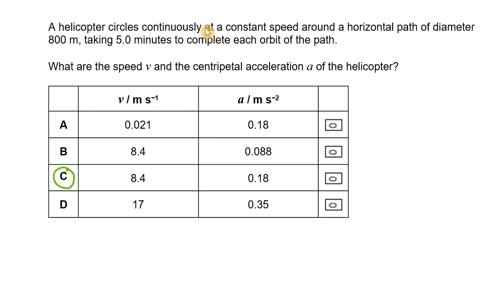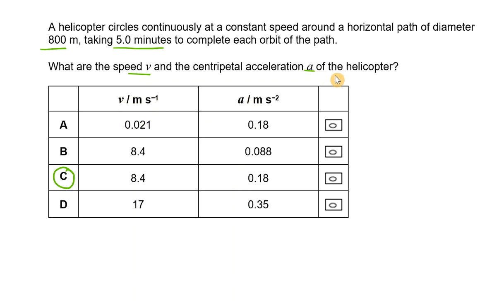So a helicopter circles continuously at a constant speed around a horizontal path of diameter 800 meters, taking 5 minutes to complete each orbit of the path. What are the speed and the centripetal acceleration of the helicopter? And we've got various speeds and accelerations.